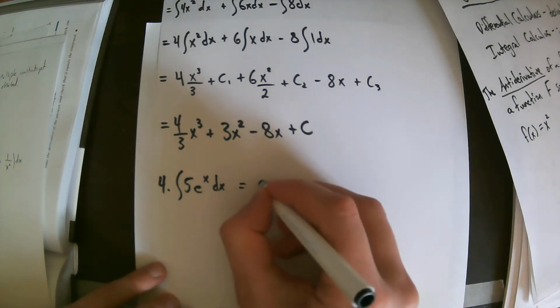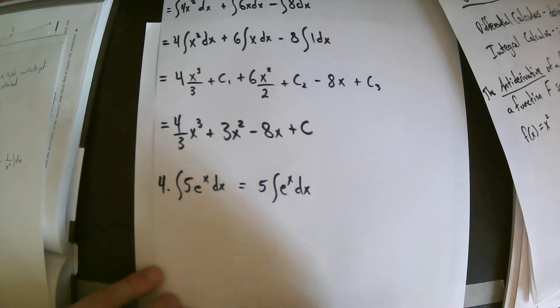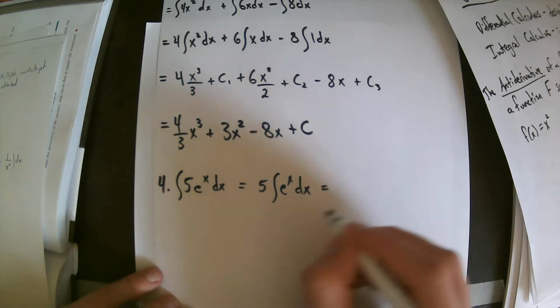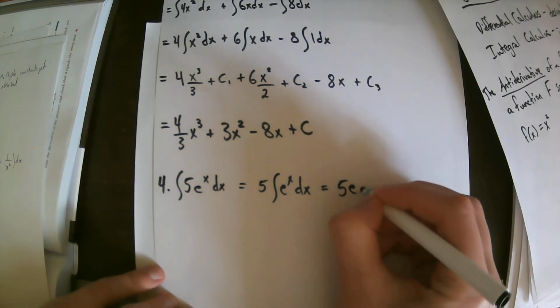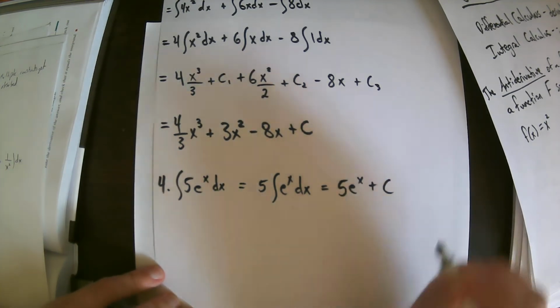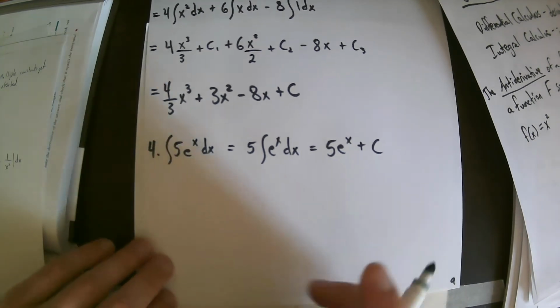Well, I can write this as 5 times the integral of e to the x dx, pulling that constant out. But the integral of e to the x is just e to the x plus a constant, so I've got 5 times e to the x plus a constant. There we go, that's it. E to the x is a very nicely behaved function.